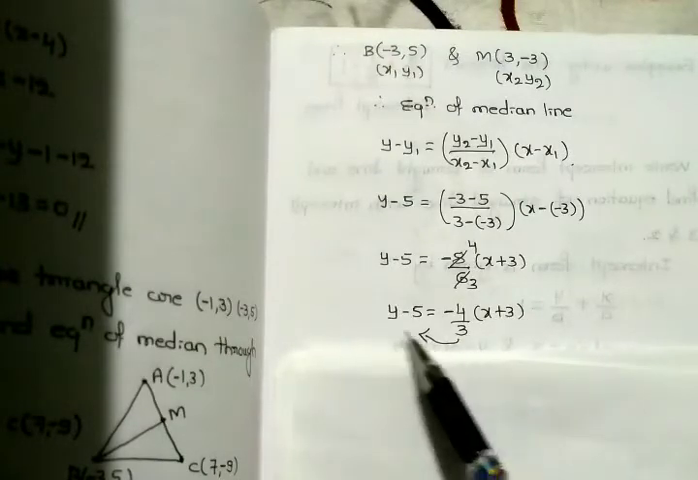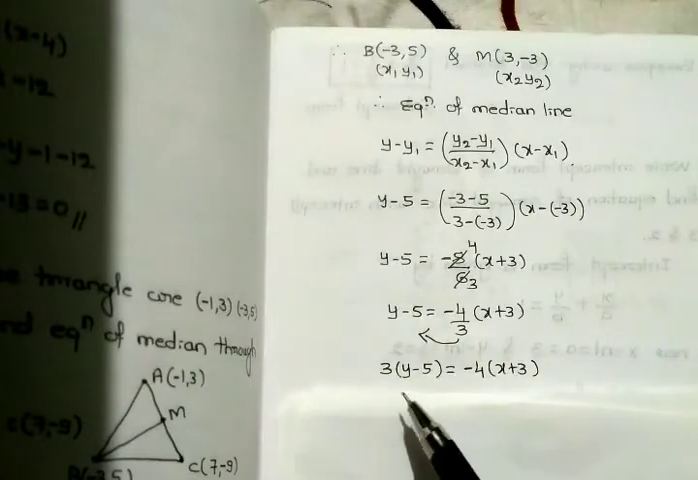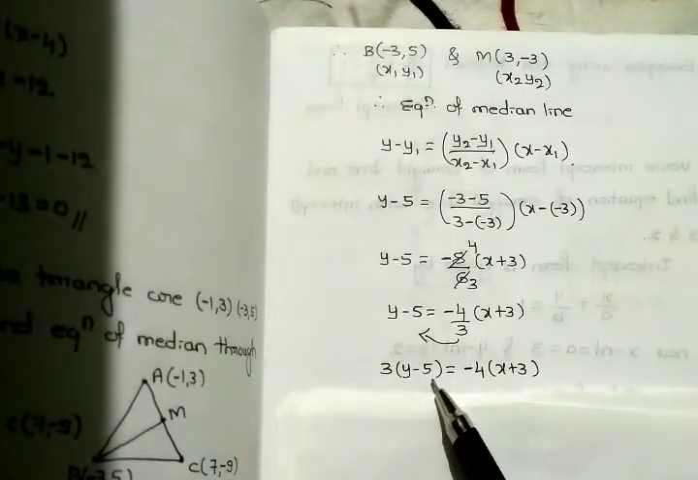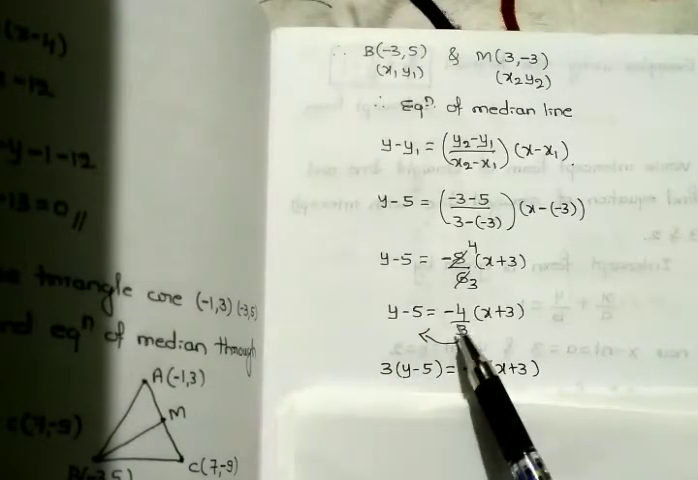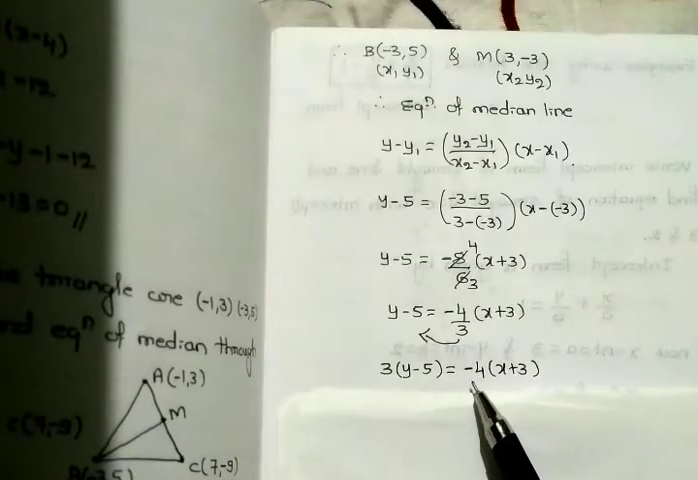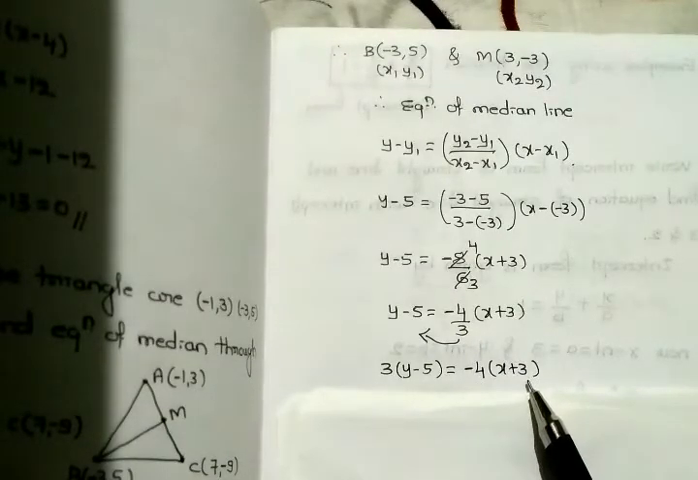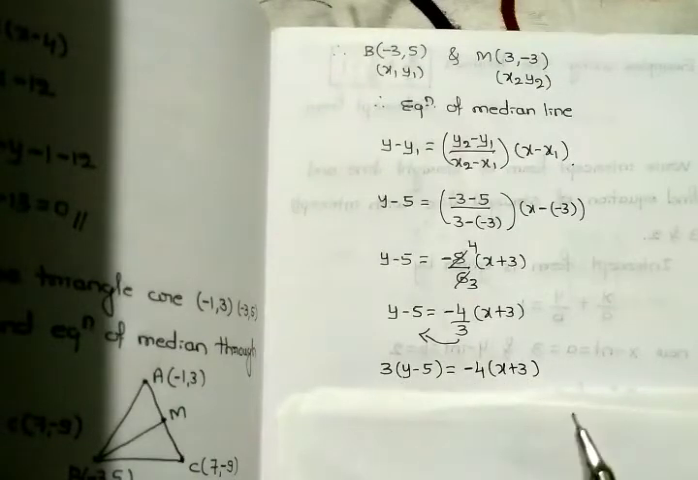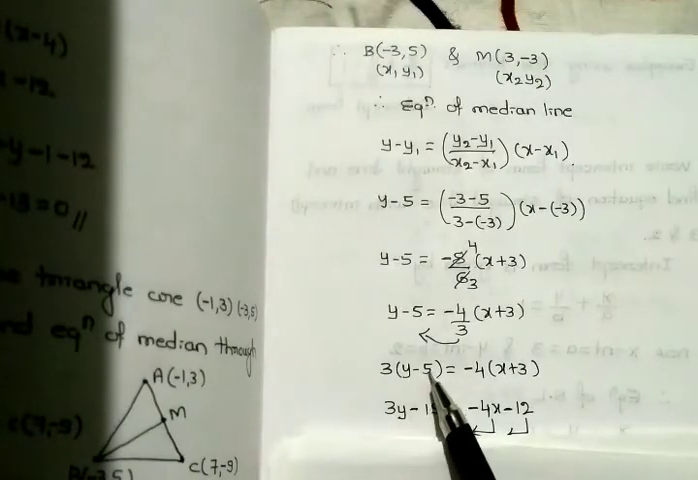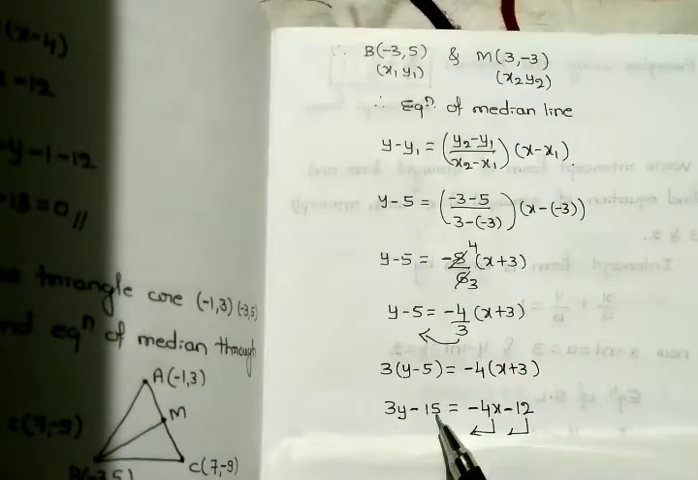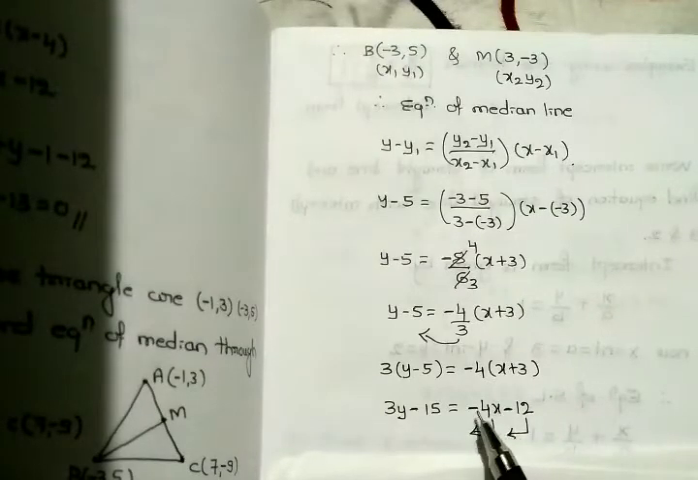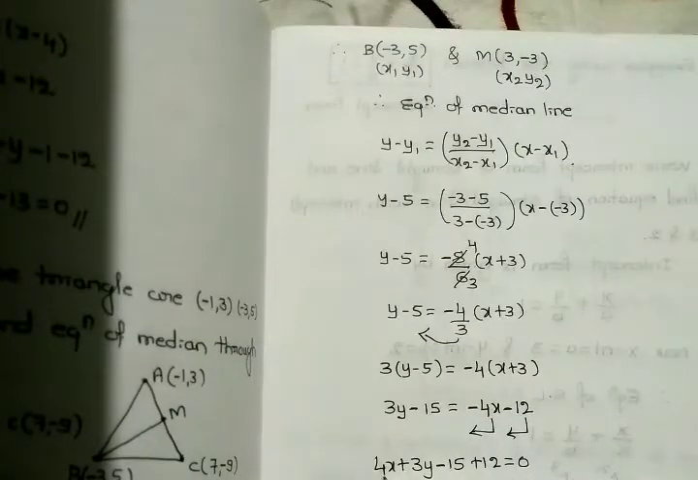Next what to do? Cross multiplication. 3 will come in the numerator into bracket y minus 5, keep it as it is, equals what is the remaining value here? Minus 4 into bracket x plus 3. Open the bracket on both sides. So 3 into y, 3y, 3 into minus 5 is minus 15, minus 4 into x is minus 4x, minus 4 into 3 is minus 12. Again you know x contains which sign here? Negative sign. So these two values, minus 4x becomes plus 4x, plus 3y, already it is there.